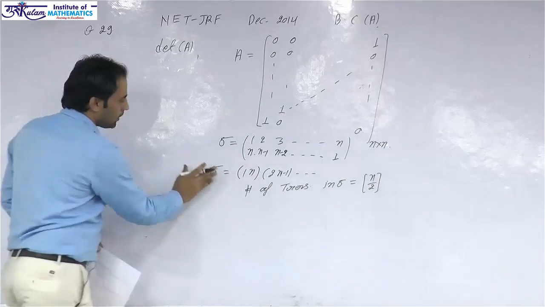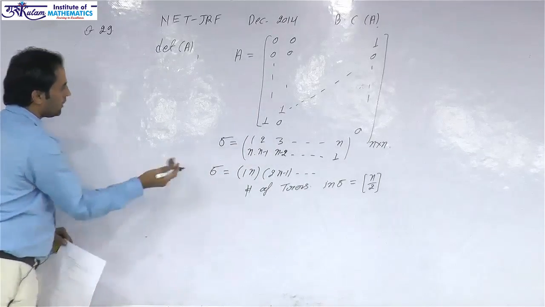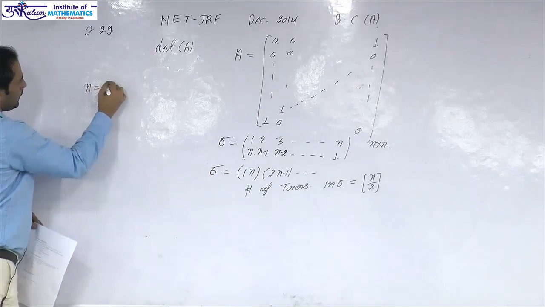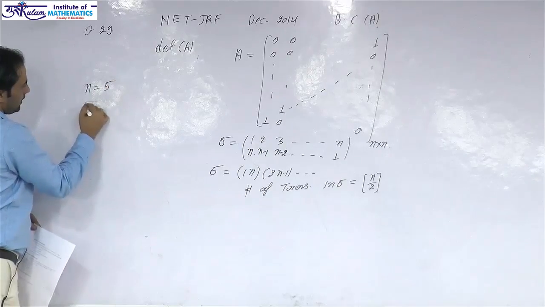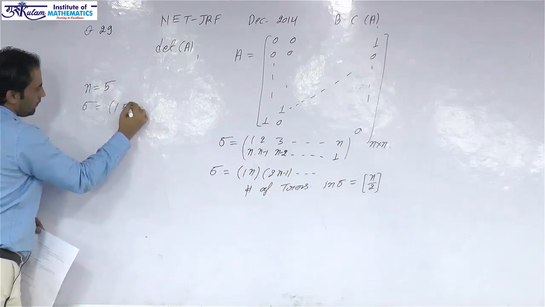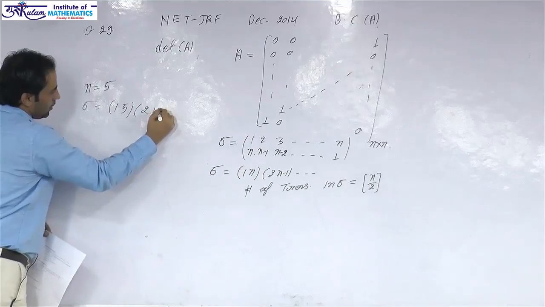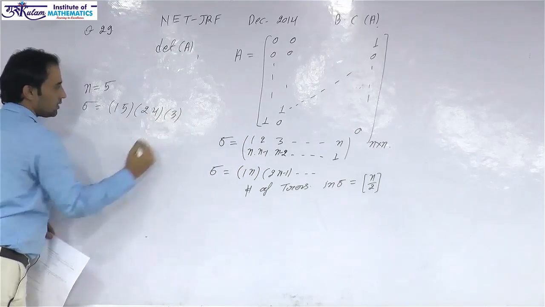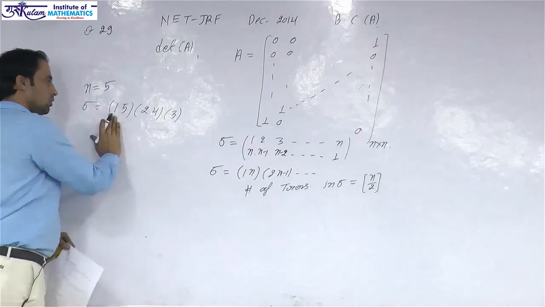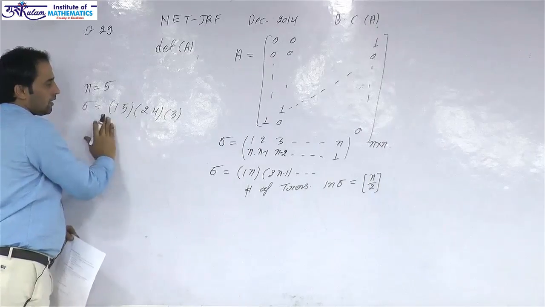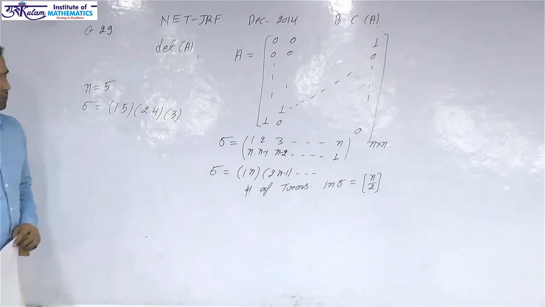So this is the number of transpositions in this sigma. For example, if n equals 5, sigma is: image of 1 is 5, image of 2 is 4, and image of 3 is 3. So there are 2 transpositions in the cycle decomposition of this permutation.